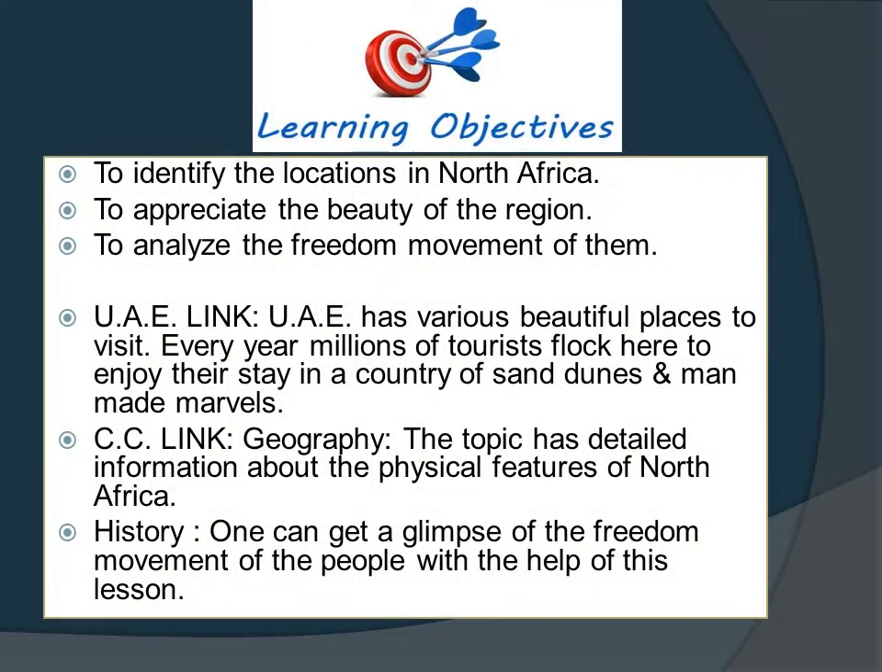Let's see the learning objectives: to identify the locations in North Africa, to appreciate the beauty of this region, to analyze the freedom movement of the countries of North Africa. UAE link: UAE has various beautiful places to visit. Every year, millions of tourists flock here to enjoy their stay in a country full of sand dunes and man-made marvels. The CC link, it's linked with geography. The topic has detailed information about the physical features of North Africa. Also history, because one can get a glimpse of the freedom movement of the people with the help of this lesson.